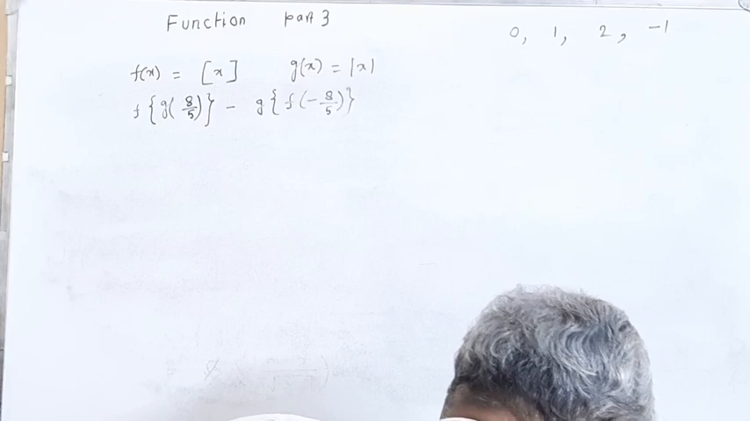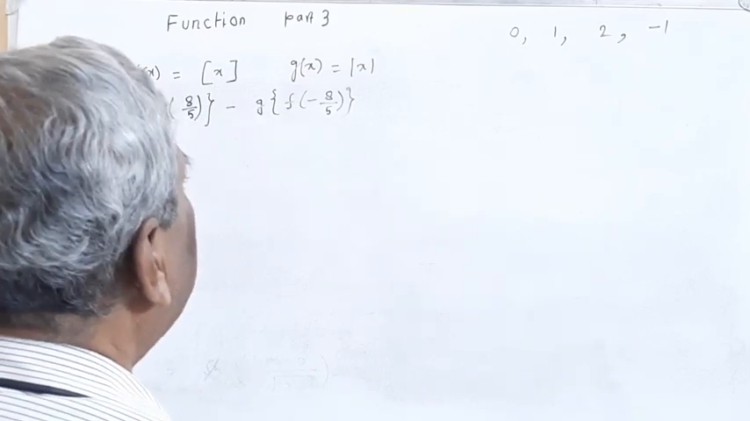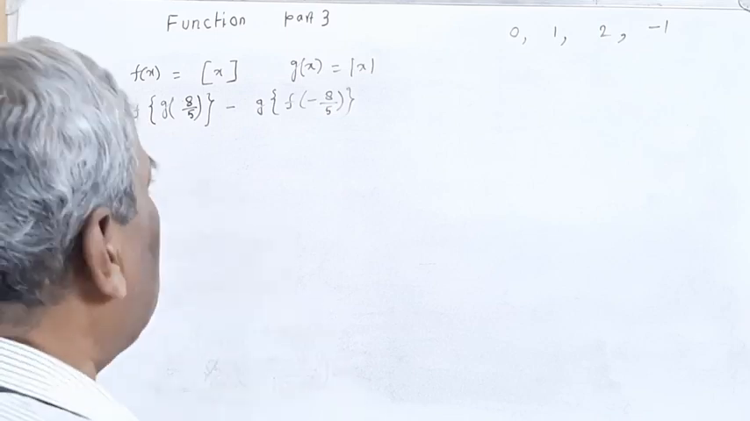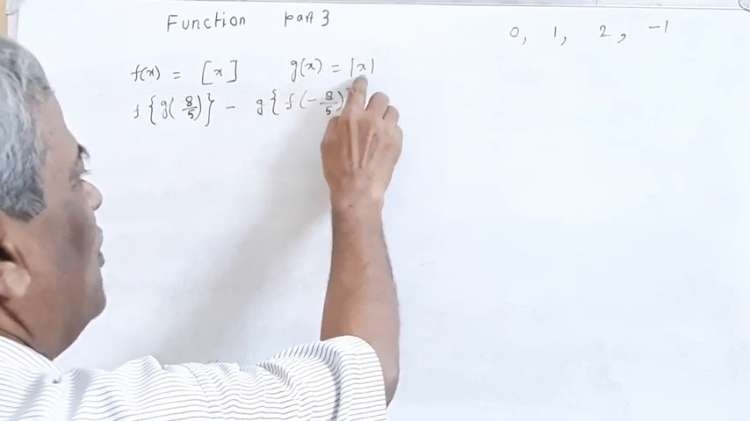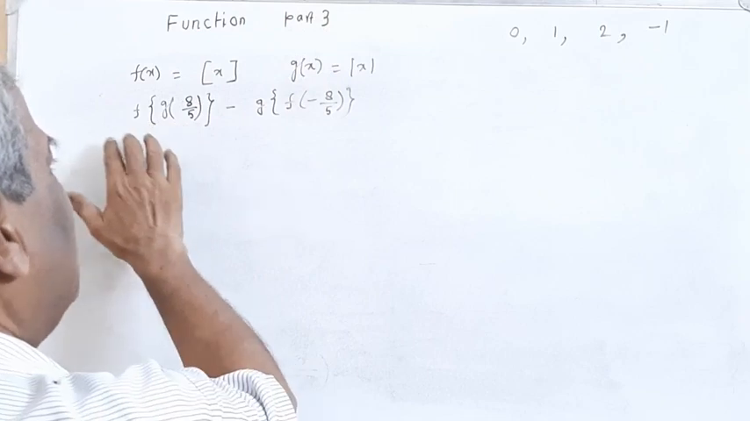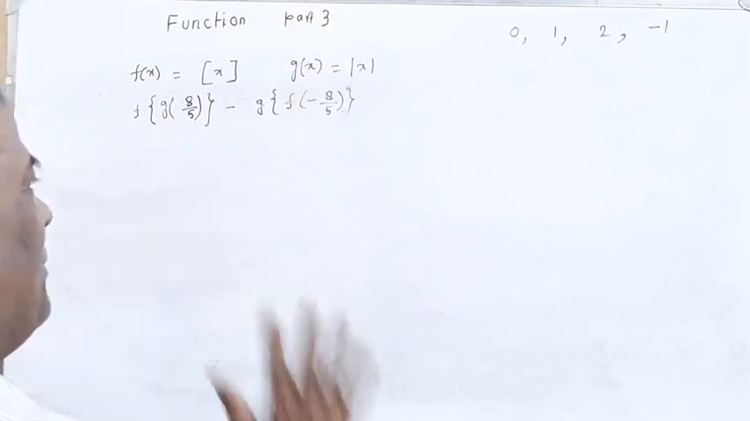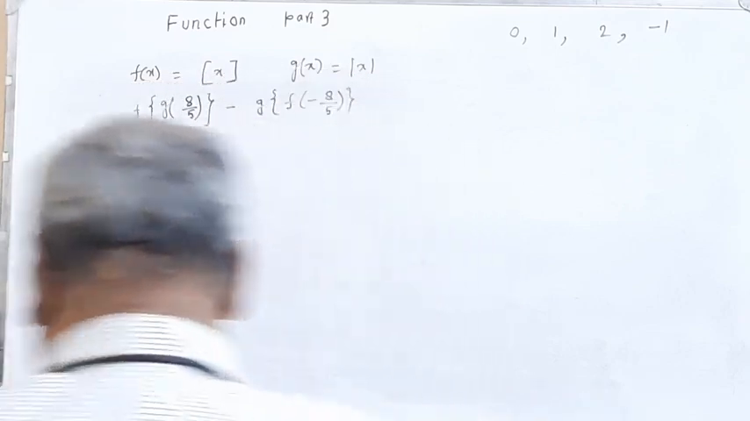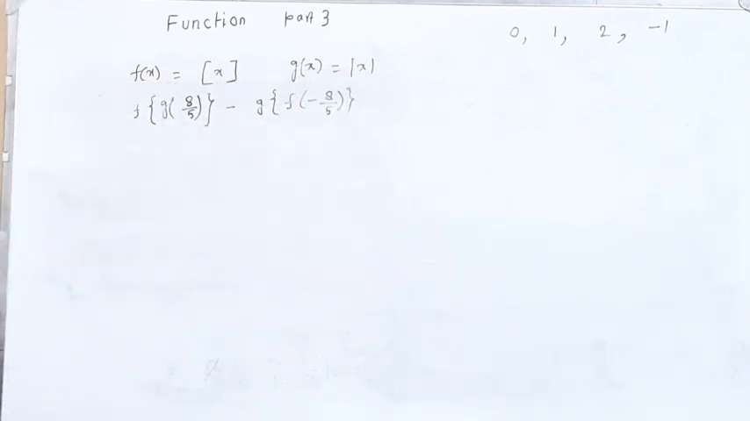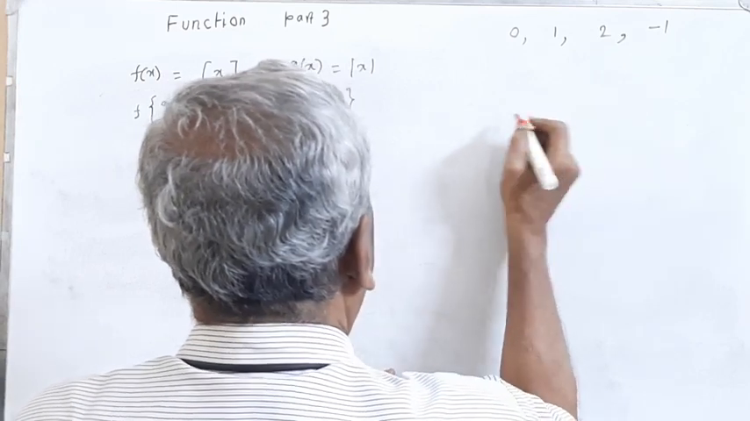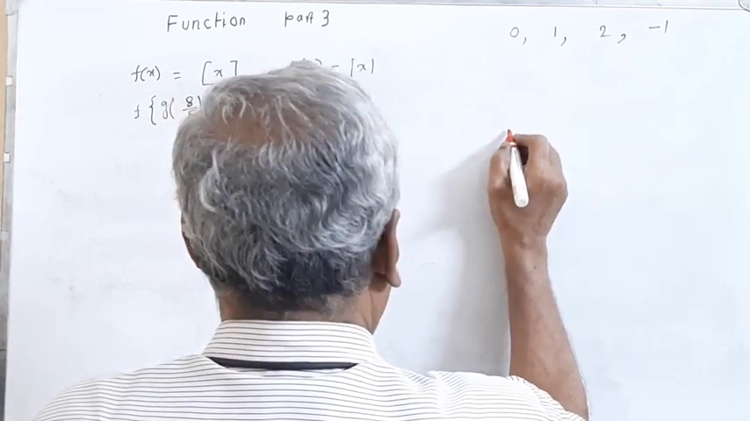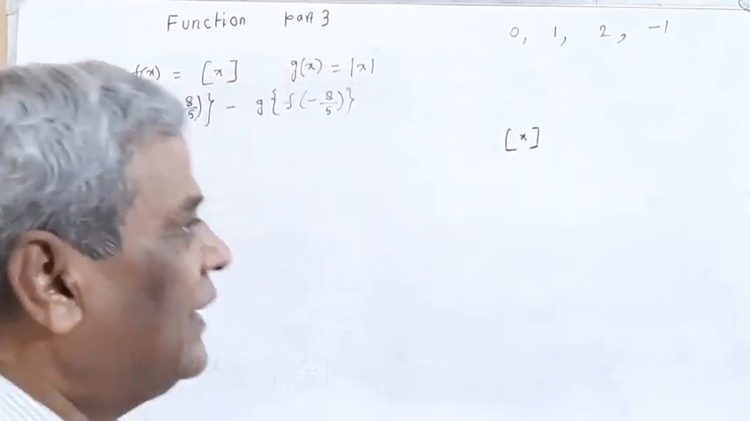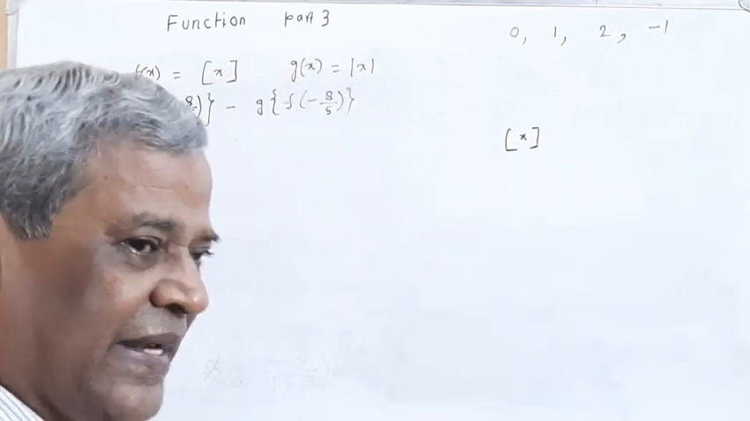Actually, it is a very simple problem. Function f(x) is the integral part of x and g(x) is the mod value of x, and their combination is there. We have to find its value. Let me discuss one thing first. If box x is given, it is actually the integral part of x.